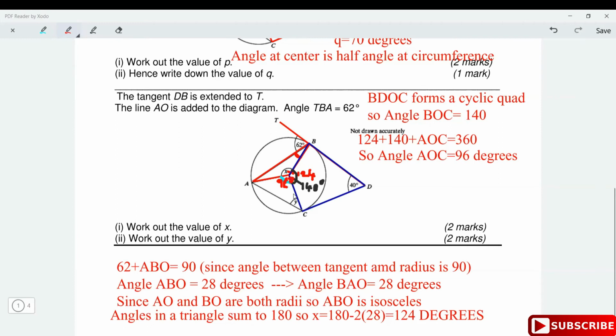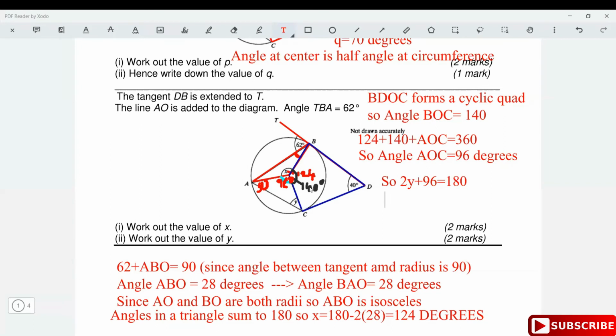Now, since this angle is 96 degrees, this angle over here is also y, because it's isosceles. This is an isosceles triangle. Why is it isosceles? Because AC is a radius, and OC is also a radius. So we can work it out now. Let's finish it off right here. We know that angles in a triangle are 180, so 2y plus 96 equals 180.